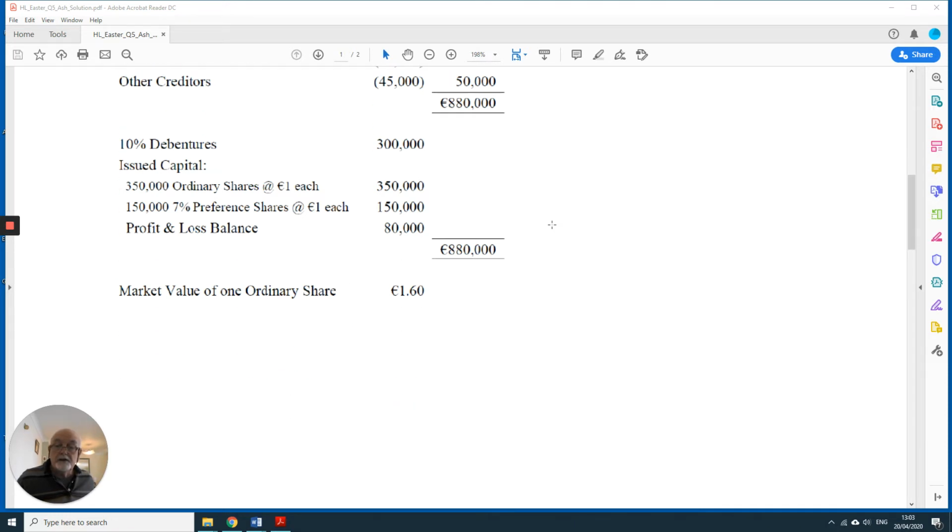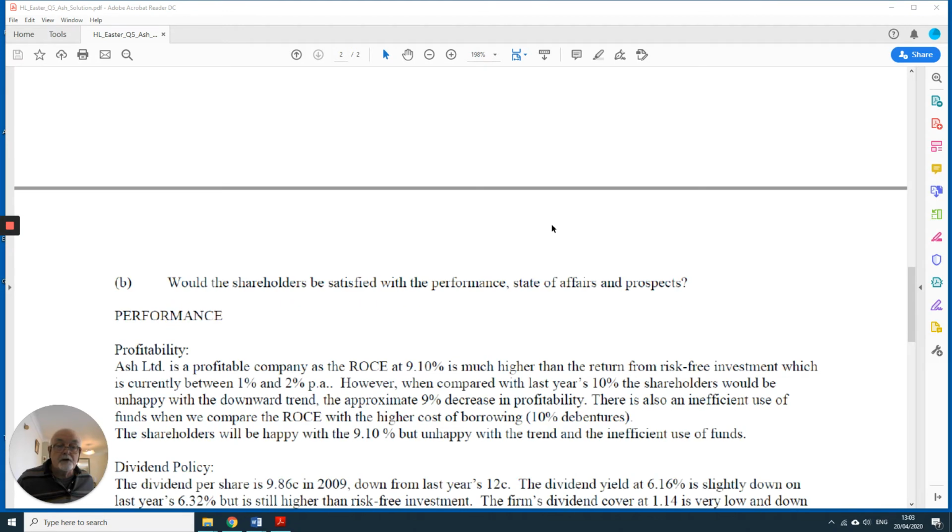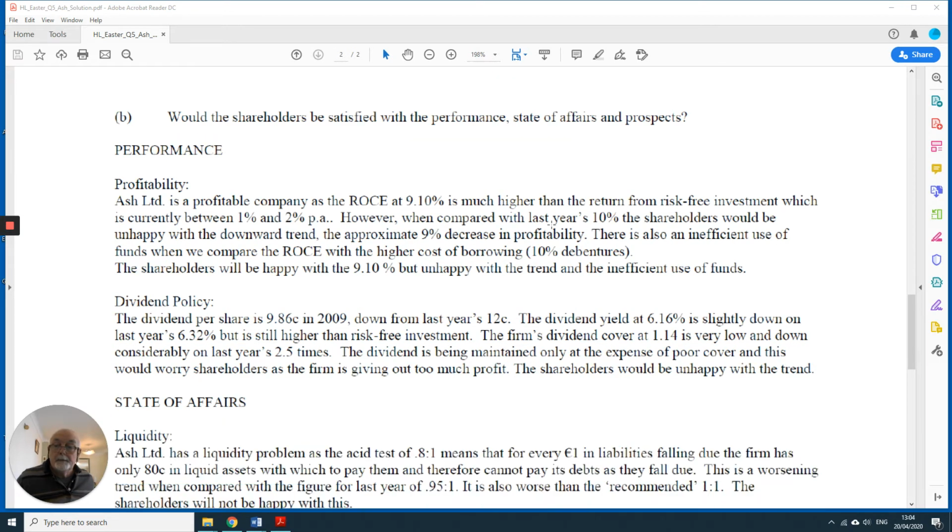So using that 9.1% then, and just talking about profitability, we would say that 9.1% means that the company is profitable, because it's much higher than the return on risk-free investment, which when I wrote this first was between 1 and 2%. Currently it's barely over 0%. So the same answer pertains, that at 9.1% the return is much higher than the return on risk-free investment.